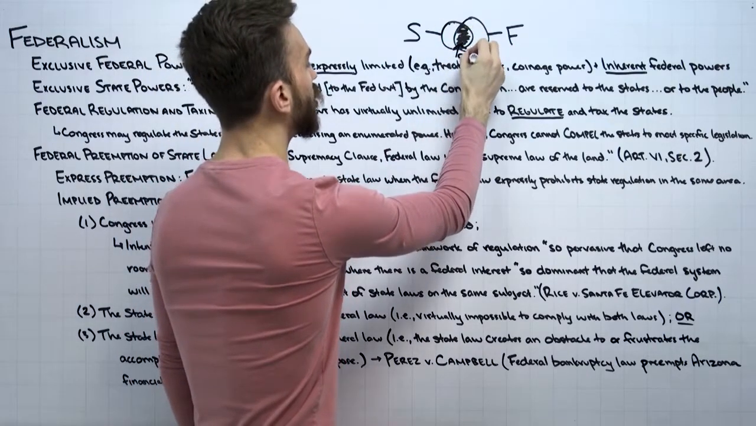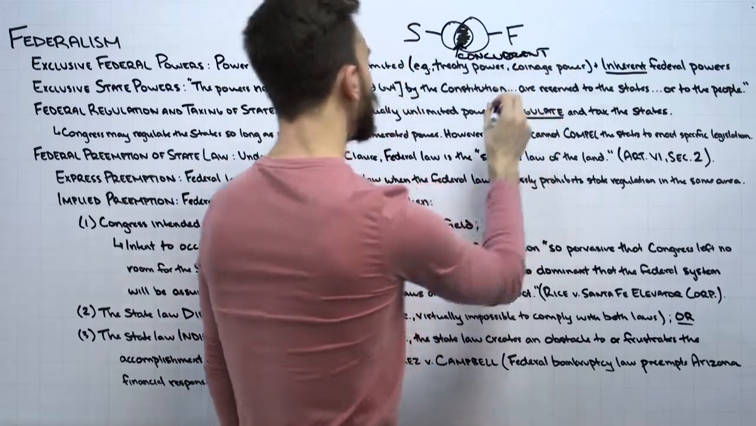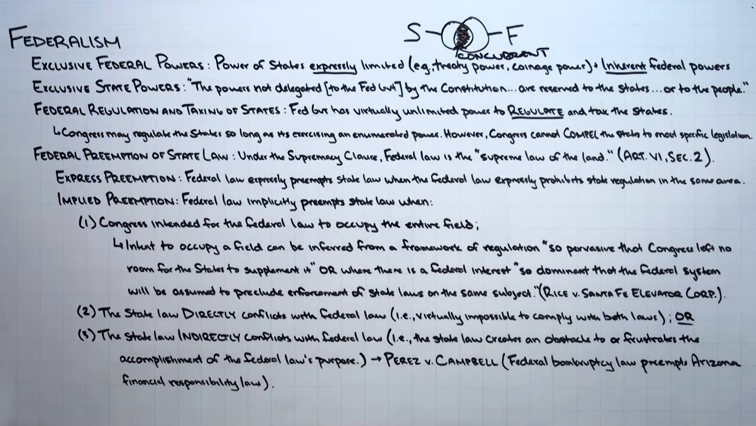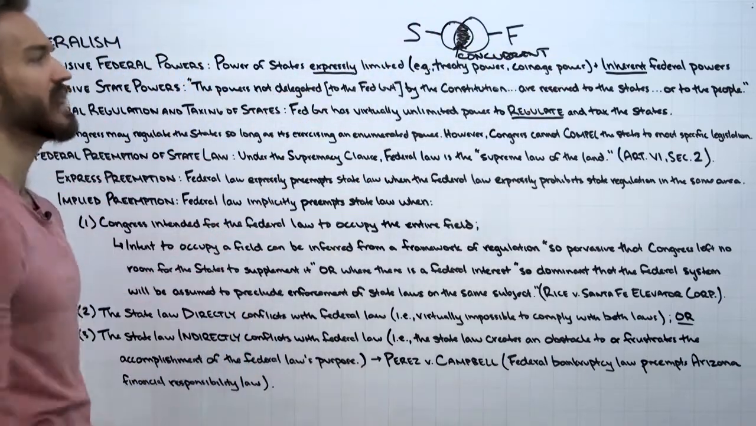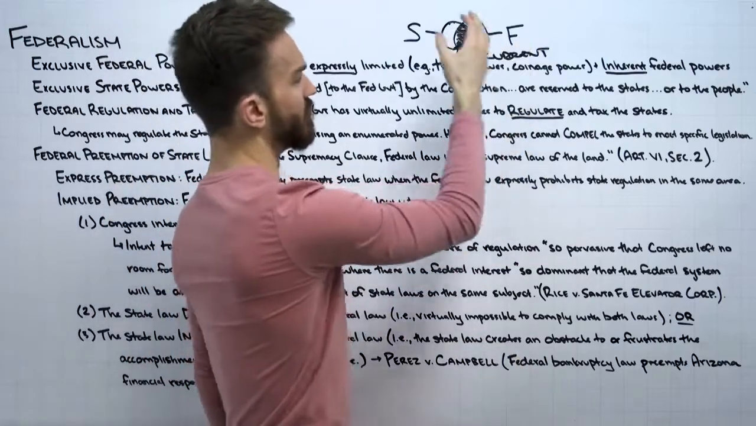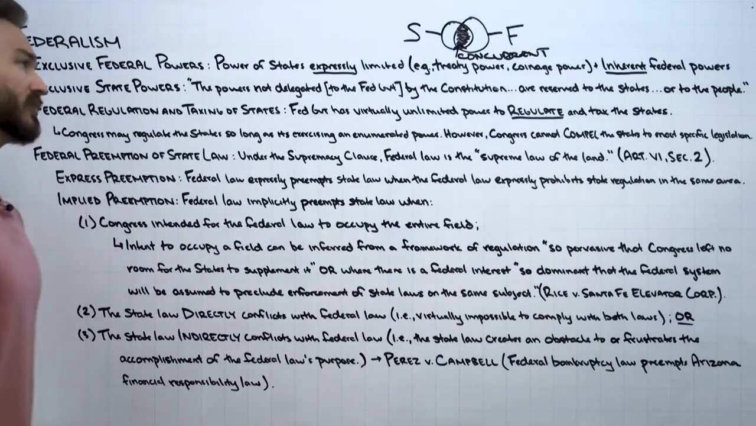These would be concurrent, right? Just gonna write that up. These right here in the middle are concurrent powers, right? Powers that are not exclusively federal or exclusively state. They fall in the middle, where the state governments can regulate in these areas and the federal government can regulate in these areas. This is where most powers are going to fall, right?